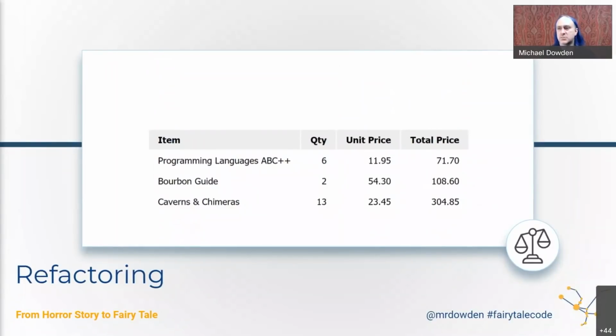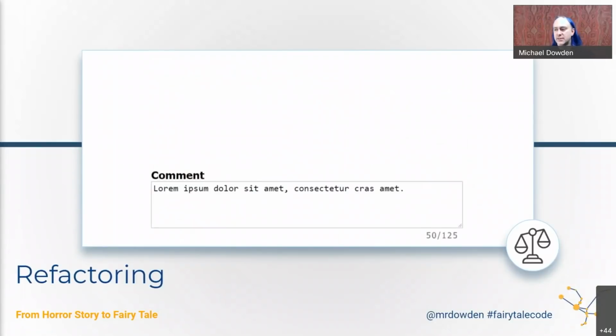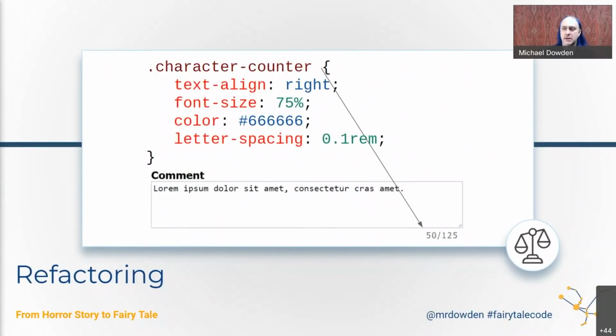I could have avoided this problem very easily by using a more specific, semantically meaningful name, numeric column. And now if I need to change anything else about numeric columns, I can do that right here. And then this other thing could have been a character counter. And then I could have changed it over time. And the lesson here is that just because a function or a class has the exact same implementation, the same bit of code inside of it, does not mean that it is the same code.